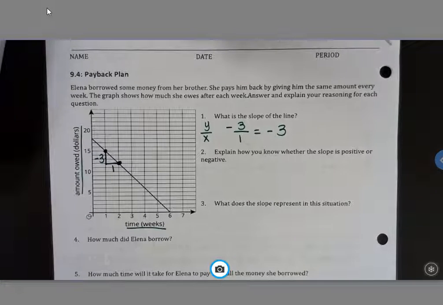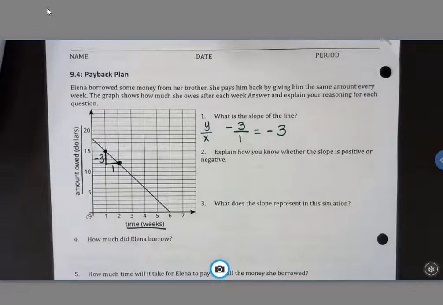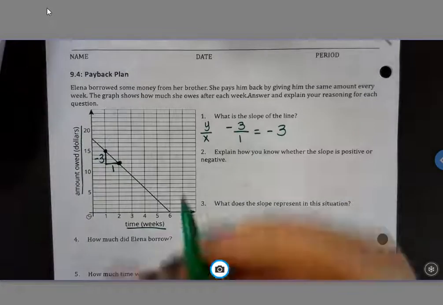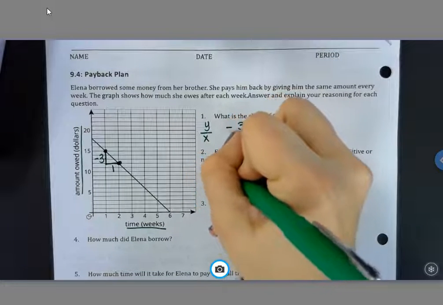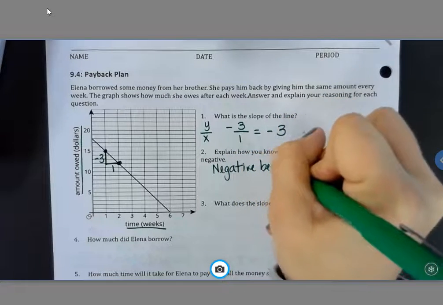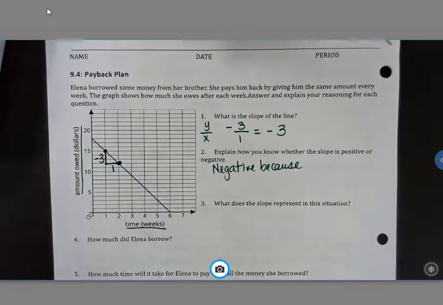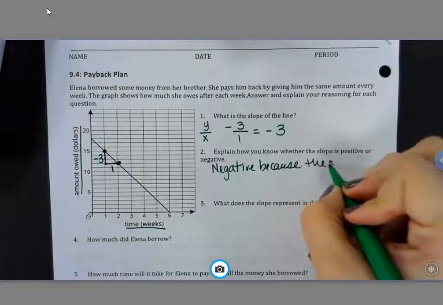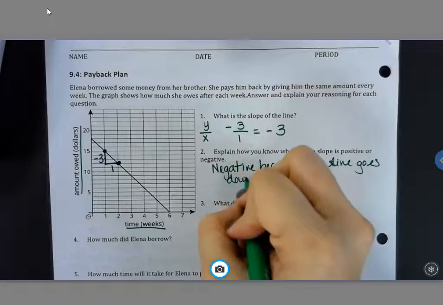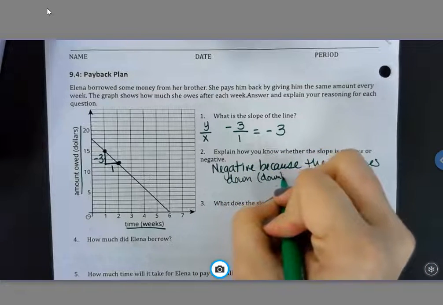So it says, explain how you know whether the slope is positive or negative. So there's a couple different ways that we can know whether it's positive or whether it's negative. Okay? First of all, we know that negative lines go down. So it's negative because the line goes down. I'm going to put downhill.